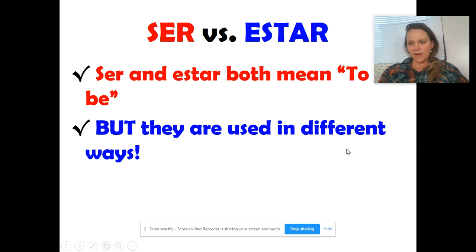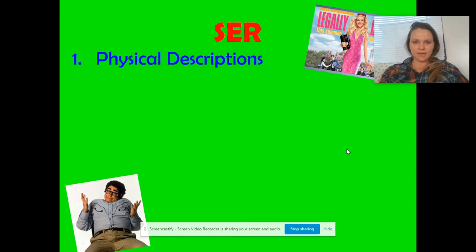But they're used in different ways, and so we're going to take notes on that so we can figure out how to use to be correctly. So, under your ser column, you're going to write physical description for number one. So we can talk about what somebody is like physically. We can say they're tall, they're short, they're beautiful, with ser.